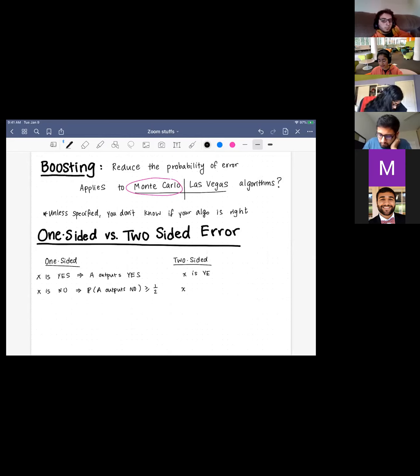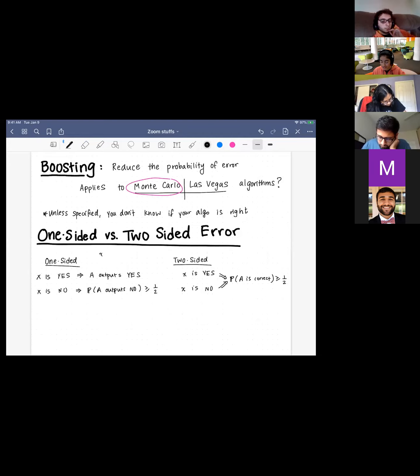Two-sided error is set up the same way. If X is a yes instance, if X is a no instance, in this case, both of these are bounded. So actually, instead of writing it out twice, you can write the same thing and just say that the probability that A is correct is greater than or equal to 1/2. This can get a little bit confusing because you can think of these implications in different ways.